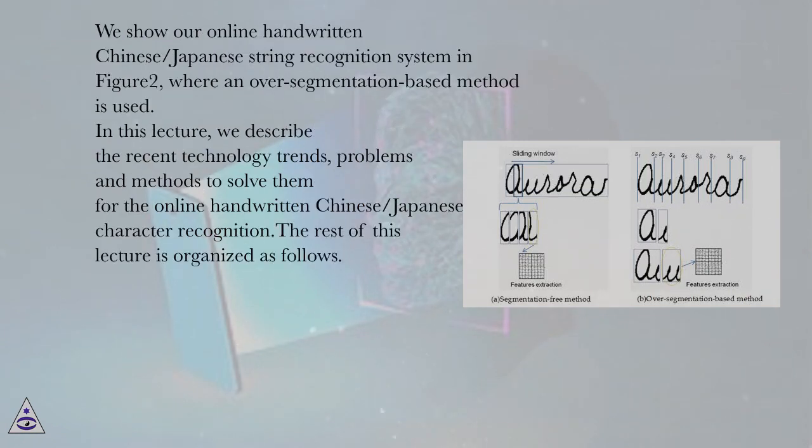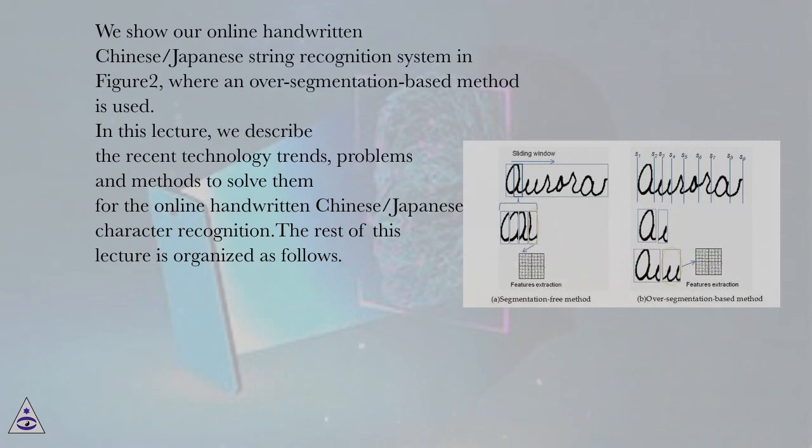We show our online handwritten Chinese/Japanese string recognition system in Figure 2, where an over-segmentation-based method is used. In this lecture, we describe the recent technology trends, problems and methods to solve them for the online handwritten Chinese/Japanese character recognition.